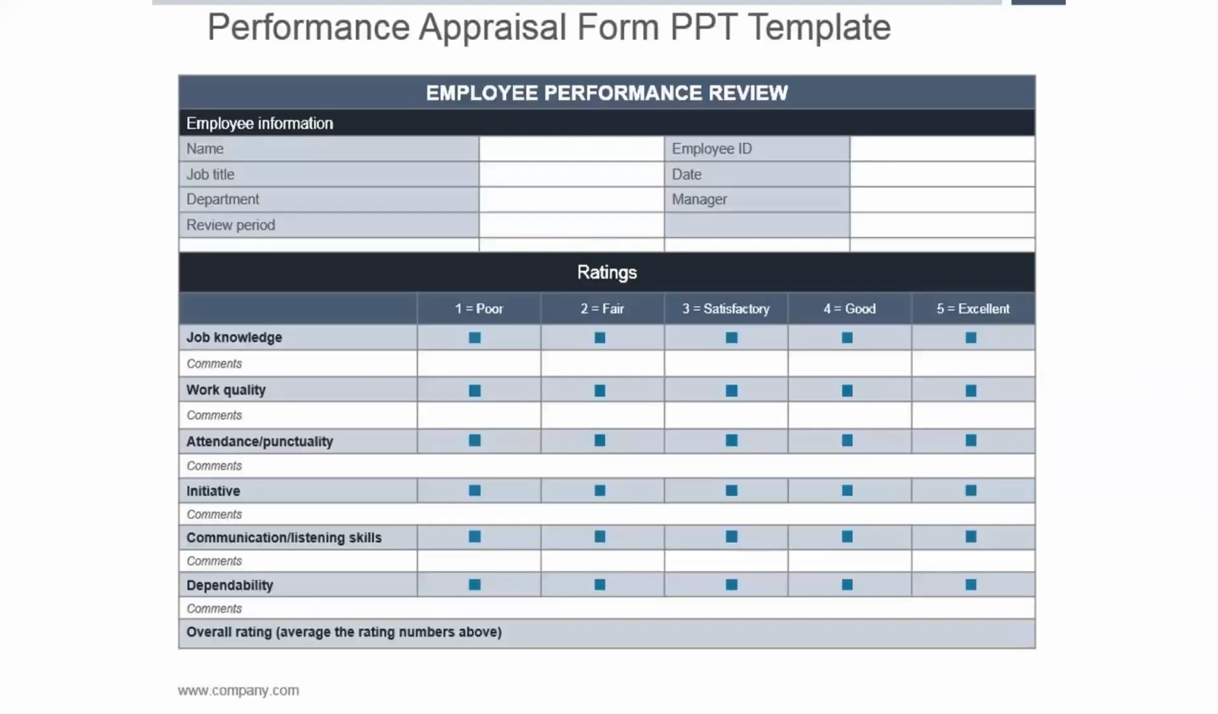Let's look into another format, employee performance review. Here the rating scales are different. It is 1 poor, 2 fair, 3 satisfactory, 4 good, and 5 is excellent. Employee information: job title, department, period of review, employee ID, date, and manager. The parameters are job knowledge. Any comments can be added here. Work quality, attendance or punctuality, initiative, communication or listening skills, dependability, and overall rating. You can fill this format and write in your skill development record book.